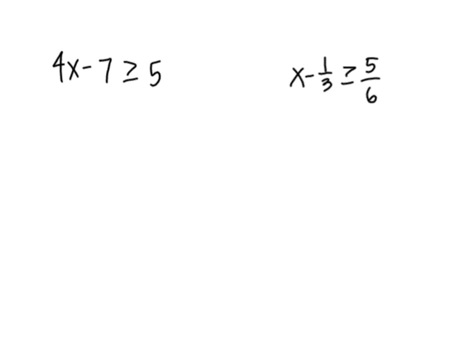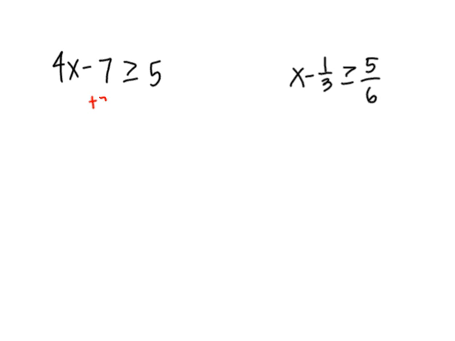We're still in section 2.7. We're solving inequalities and writing in interval notation. Our next problem is 4x minus 7 is greater than or equal to 5. Remember, we'll work on the x side and we want to move the 7 first.